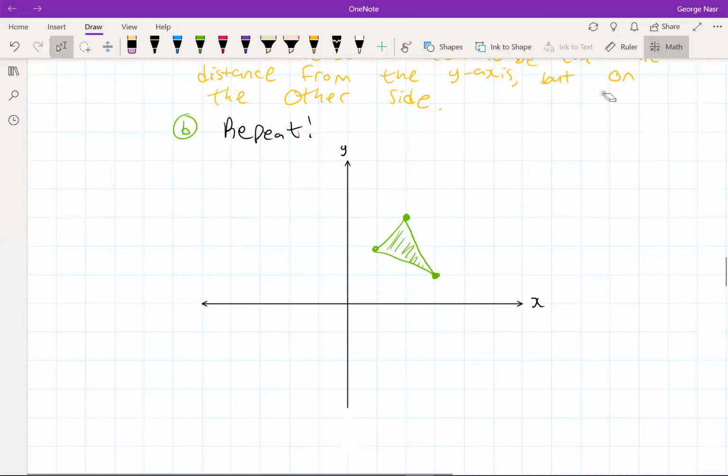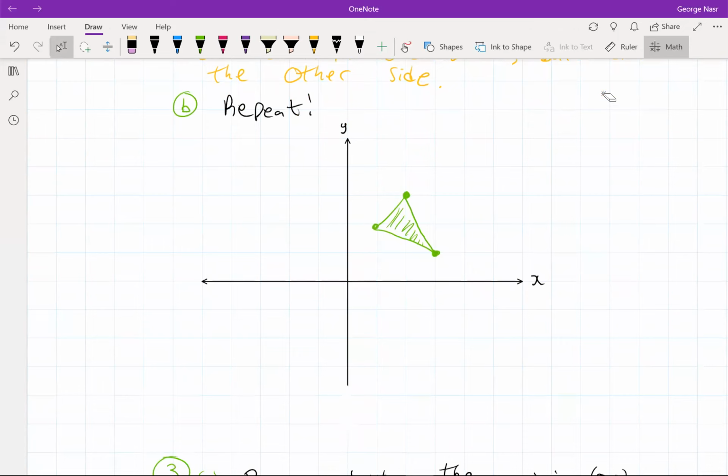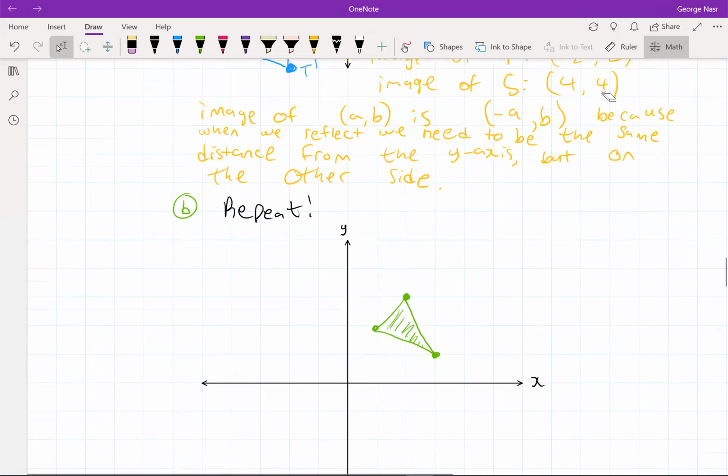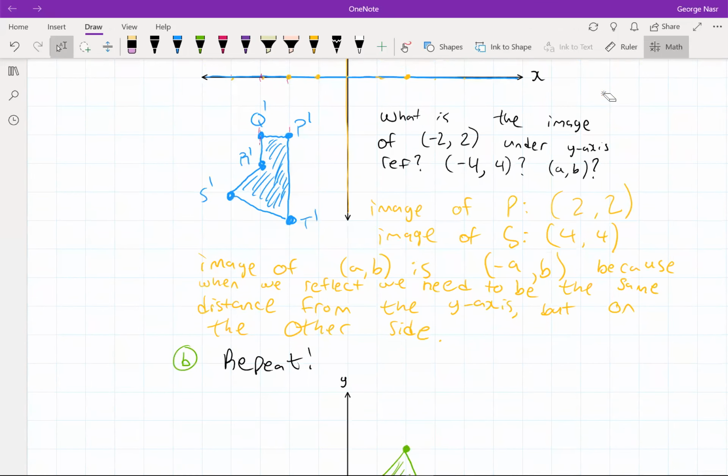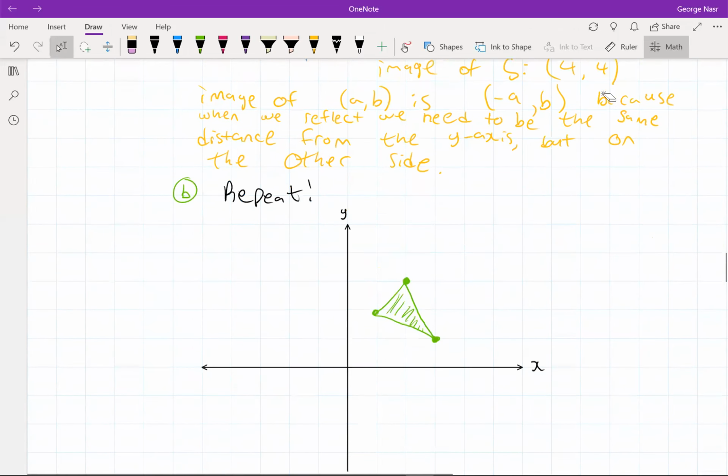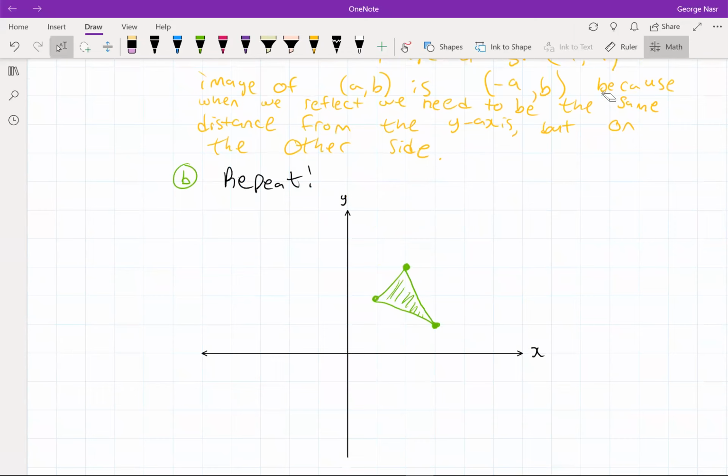All right, I now want you to pause the video and give yourself a chance to practice reflecting. Don't worry about giving me what the images of P and S are. I just want you to practice reflecting across the y-axis and reflecting across the x-axis. So go ahead, pause the video and spend no more than 3 minutes.